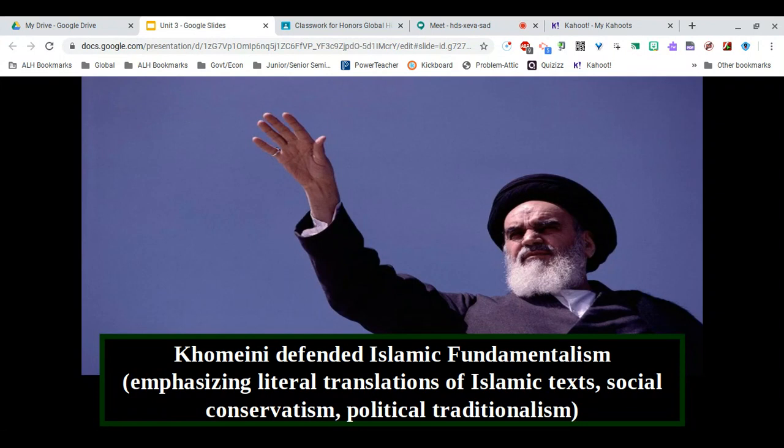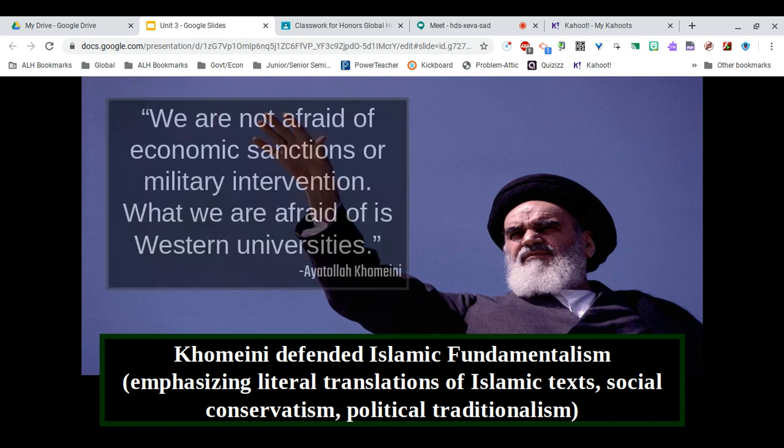And Ayatollah Khomeini defended Islamic fundamentalism. He emphasized literal translation of Islamic texts, social conservatism, political traditionalism. And this is why in that image before of the women's faces wearing the headscarves or not, you saw them immediately go back to not only just the full headscarf, but more of a niqab style dress where they were not allowed to drive anymore, have political freedom, or be outside without their husbands. And they're completely going to be covered.